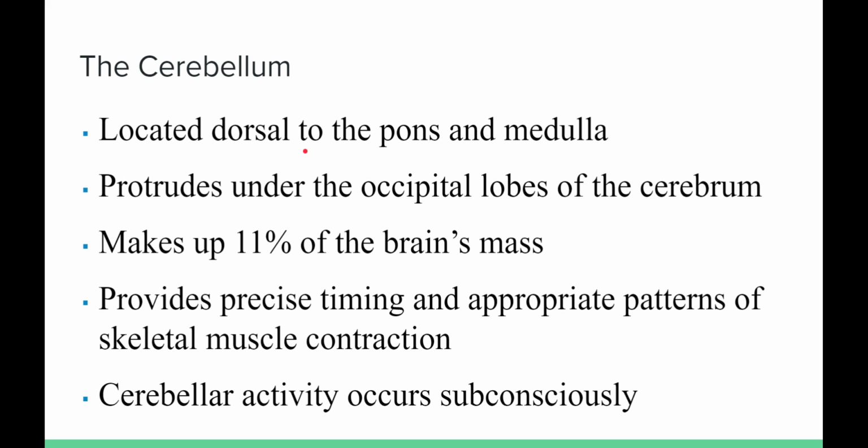So this is located dorsal, behind the pons and the medulla. You can see it kind of protruding under the occipital lobe. This is 11% of the brain's mass, so it's a significant part, just not the lion's share of it. This is where how you're able to have your skeletal muscle contract so finely, so particularly so well tuned to what you need it to do. And all of the activity here occurs subconsciously. It's not something that you're necessarily aware of on a regular basis.